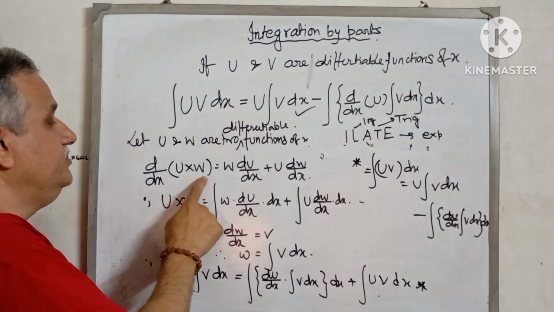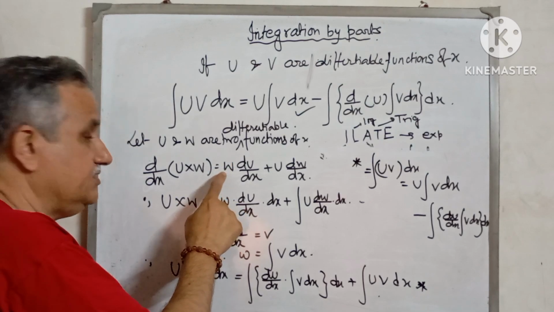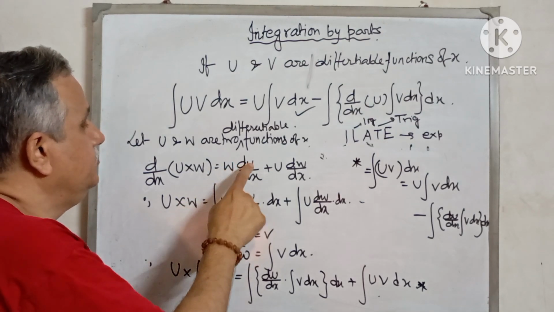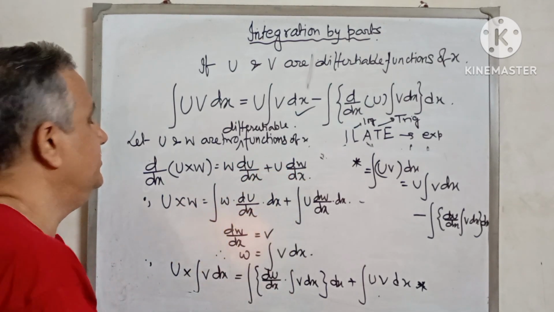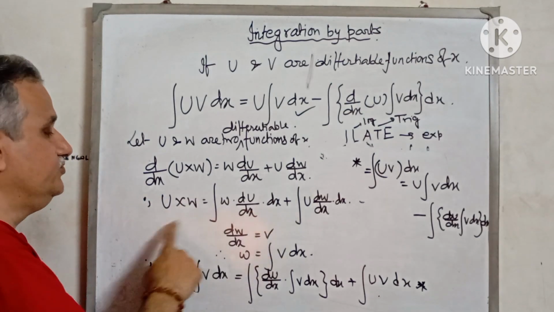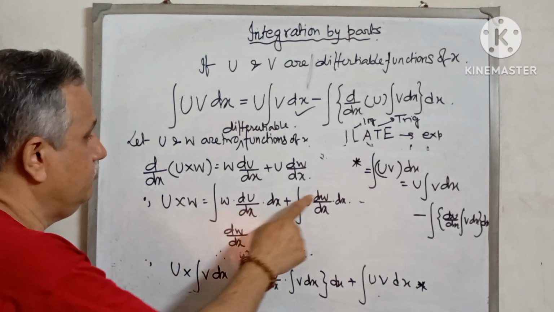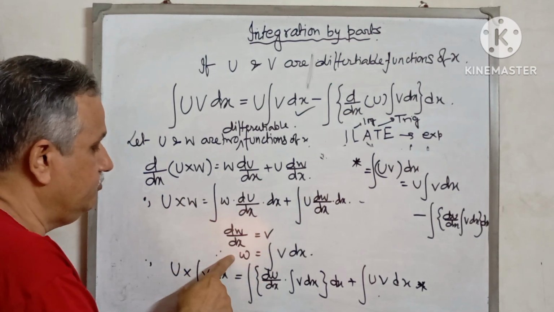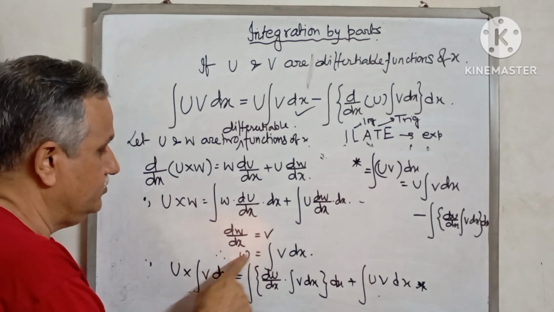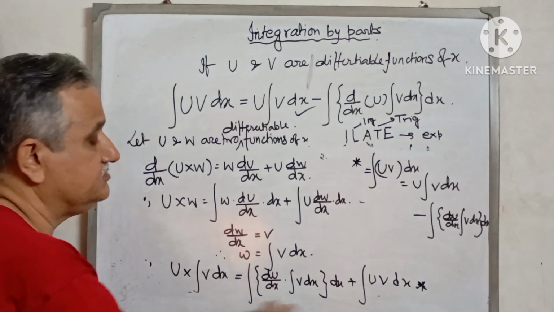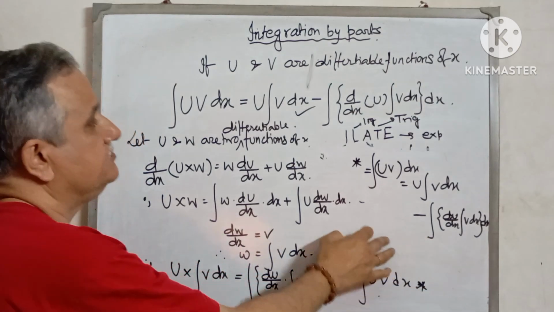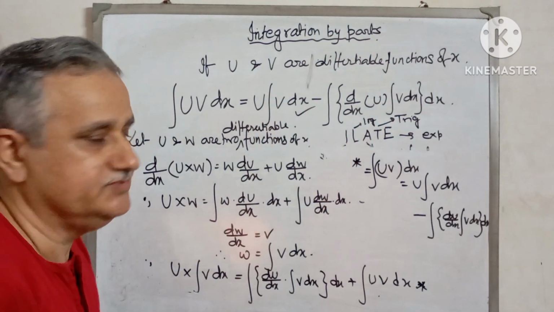So d/dx of u into w is, by the multiplication rule of differentiation, w into du/dx plus u into dw/dx. Integrating both sides, now putting dw/dx as v, so integrating both sides, w is equal to integration v. Just replacing it, we get this property.